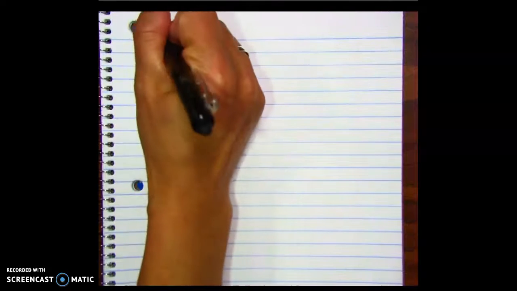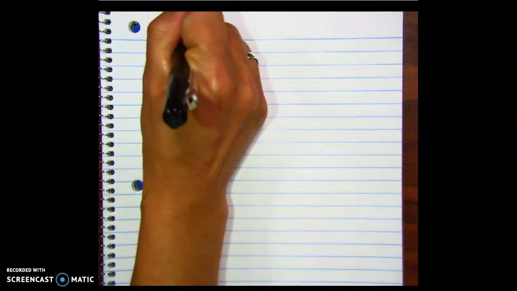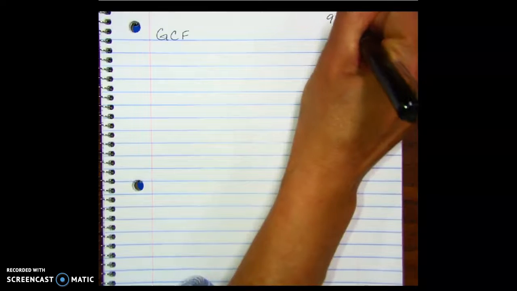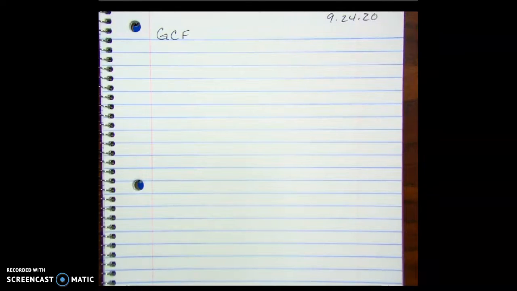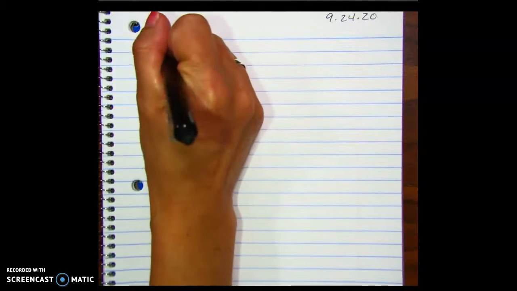Today's lesson is the greatest common factor. You guys have learned this in 5th grade by probably several different methods. We're going to go over a couple of them today. You can use whatever works best for you. I'm going to introduce a new way though. Let's start though with what this actually means.